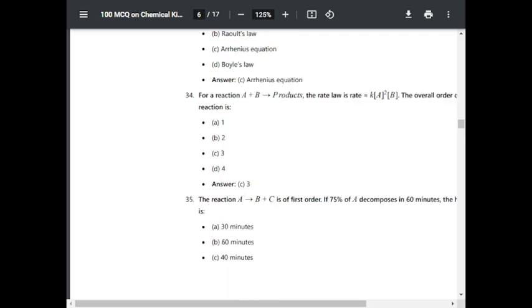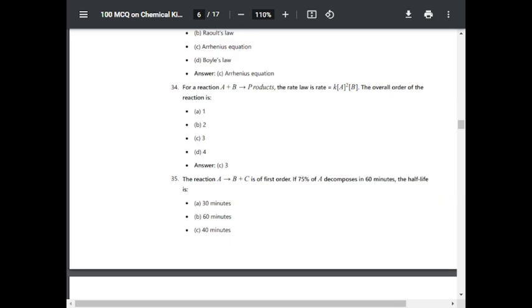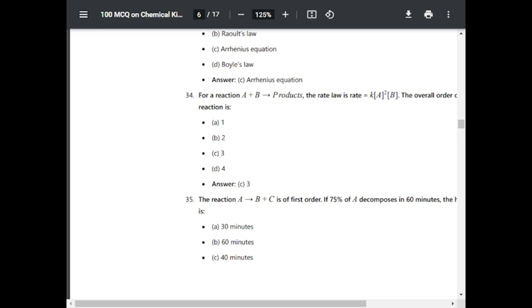Question number 34. For a reaction A plus B equals product, the rate law is rate equals k[A]^2[B]. The overall order of the reaction is: option A, 1; option B, 2; option C, 3; option D, 4. The correct answer is C, 3. The overall order of the reaction is 3.